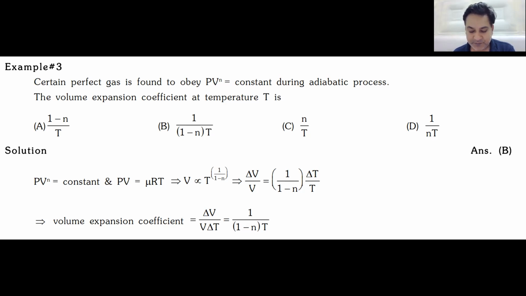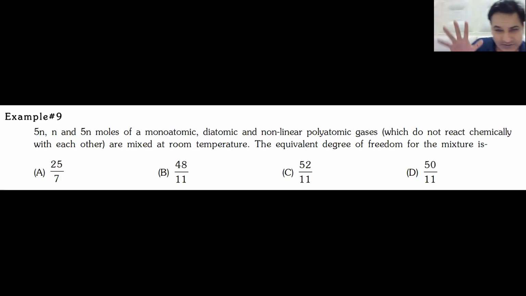This would be probably an easier one. And again, we are dealing with questions on kinetic theory and thermodynamics because they are related to each other. And this one, 5n moles each of monatomic, diatomic, and non-linear polyatomic gas, which do not react chemically, are mixed with each other at room temperature. The equivalent degree of freedom for the mixture is.